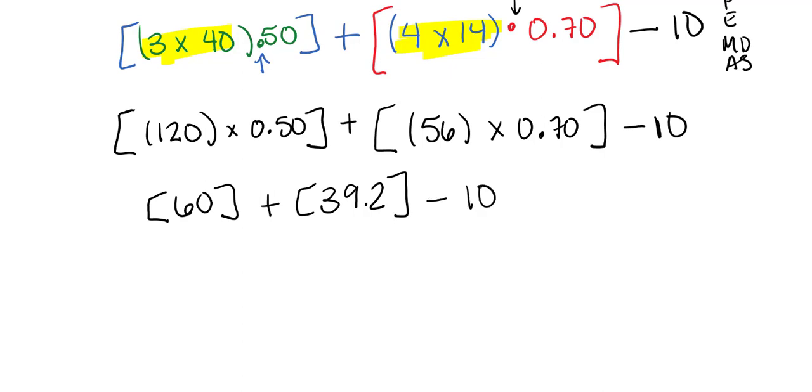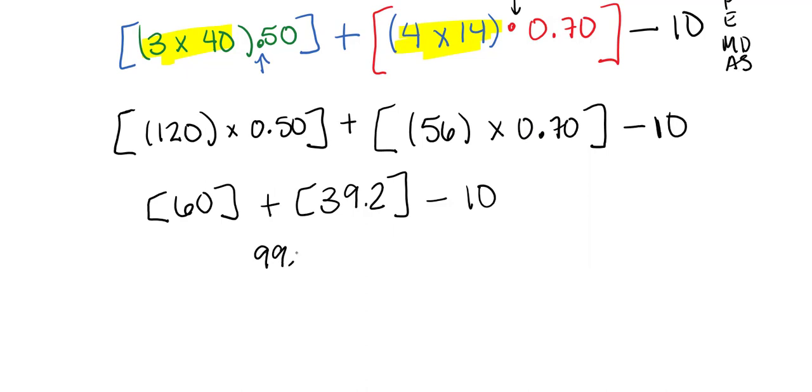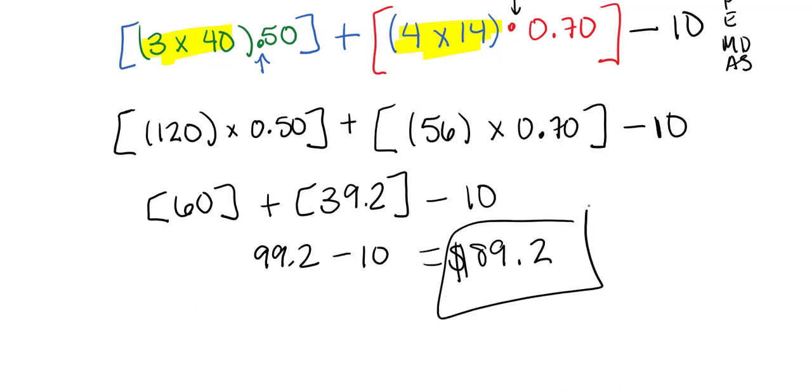So let's just work left to right and deal with our addition and subtraction. We have 60 plus 39.2, which is 99.2, minus 10. So that would be 89.2, and this would be the total before taxes.